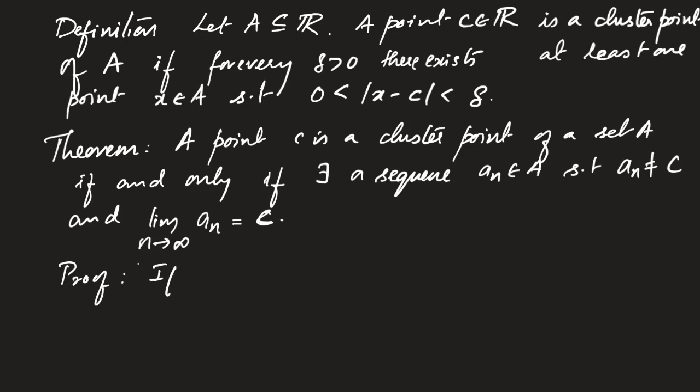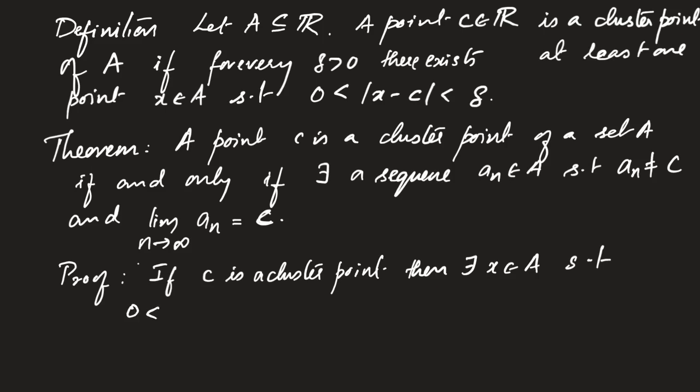So if c is a cluster point, then there exists x in A such that 0 is less than mod of x minus c is less than 1 by n. For each n we will have such an x. And to show the dependence on n, we will call this x_n. By this we have a sequence x_n, and clearly this sequence x_n converges to c.